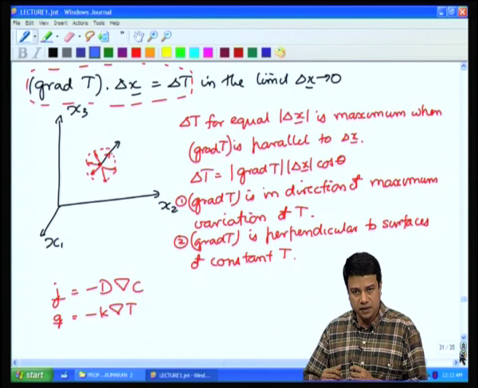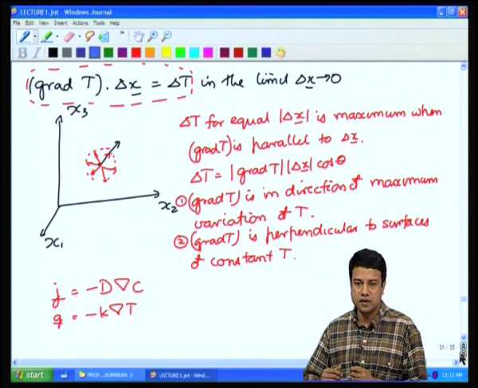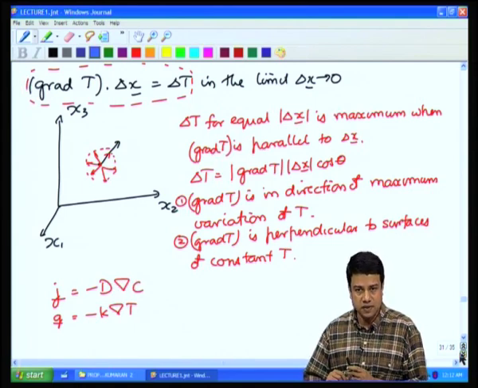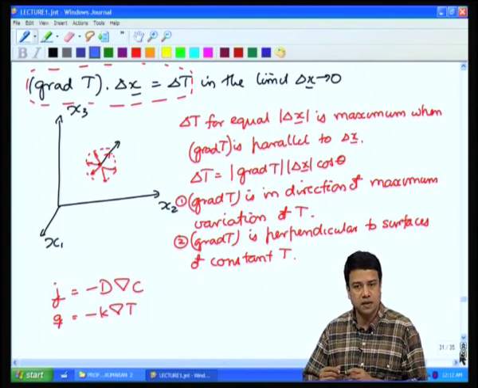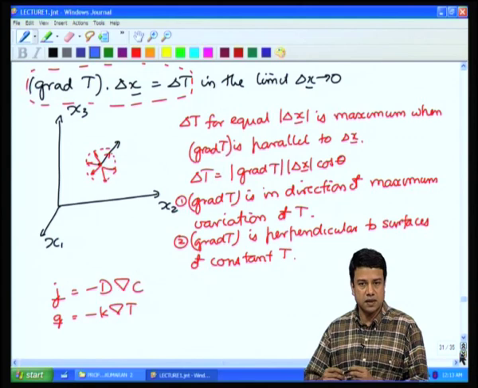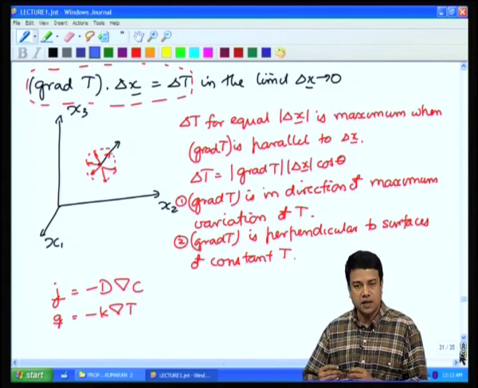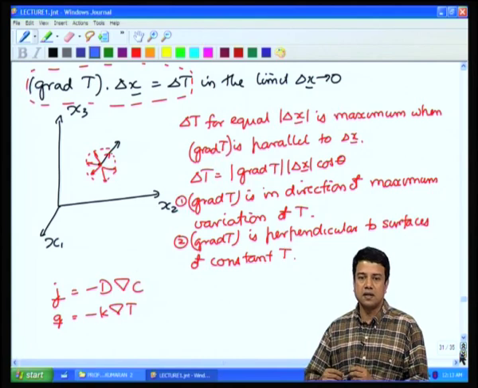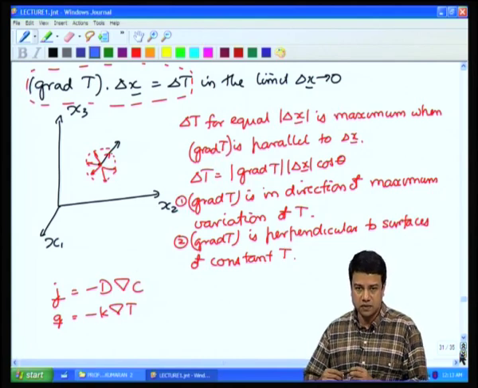What that means is that grad t is in the direction of maximum variation of t, and if I move in a direction that is perpendicular to grad t, which itself is a vector at a given location, then grad t dot delta x is equal to 0, because the angle between them is 90 degrees, therefore cos theta is equal to 0. So, grad t dot delta x is equal to 0 if you move in a direction perpendicular to grad t. That means that the gradient of a scalar field is directed in the direction of maximum variation of that scalar field. It is perpendicular to surfaces of constant value of that field.